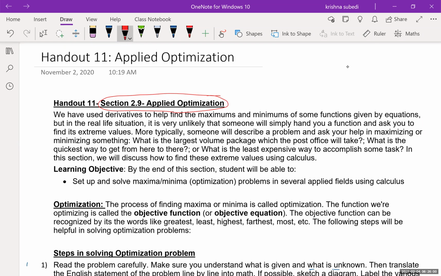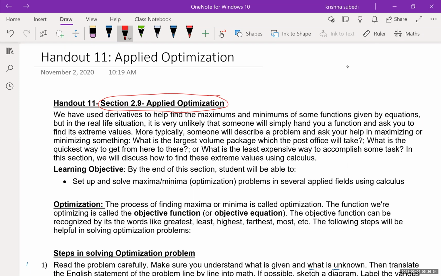Something like, what is the largest volume of the package that the post office will accept? What is the quickest way to go from one place to the other? What is the least expensive way to do some task? That kind of situation arises in real life a lot, right? So how do we solve that problem? That's the focus of our class today.